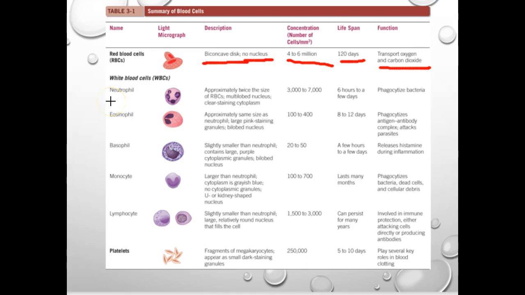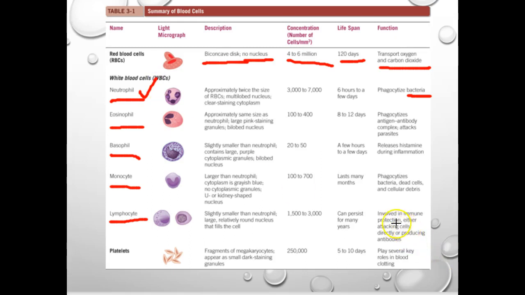The greatest percentage, about 70% of white blood cells that we have in our bloodstream are neutrophils. About 30% is lymphocytes. About 7-ish%, give or take, is monocytes. About 3% is eosinophils. About 1% is basophils. And that's important to know because we're primarily exposed to bacteria. Well, guess what we have the most of? Neutrophils to fight off that bacteria.